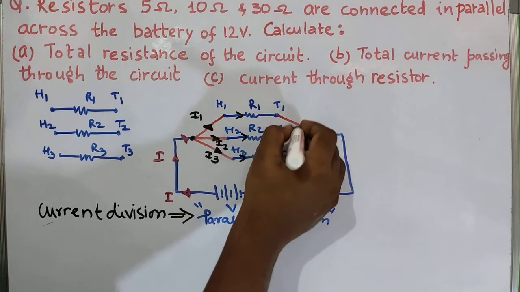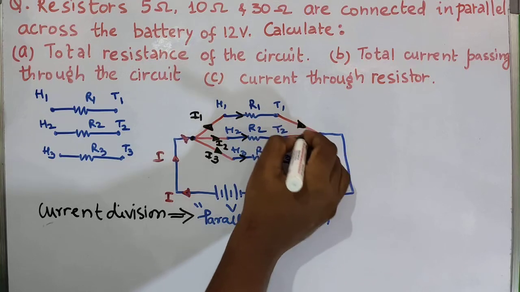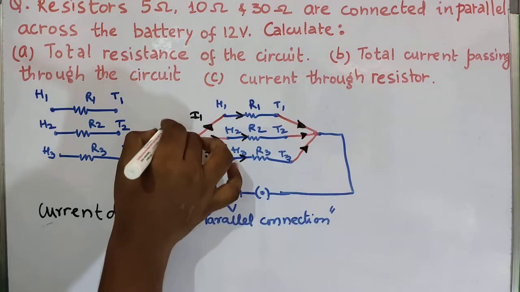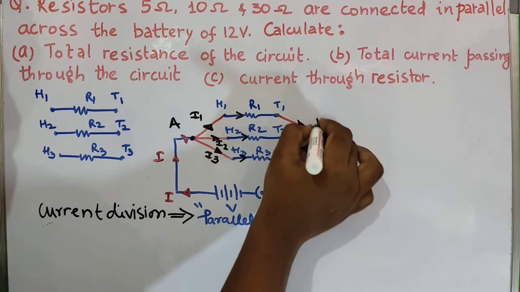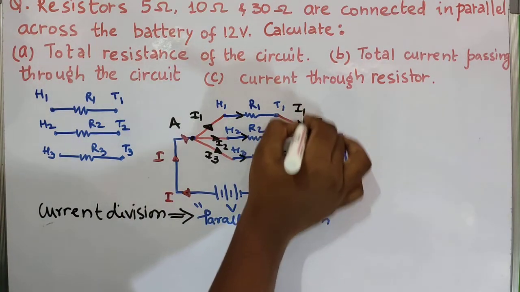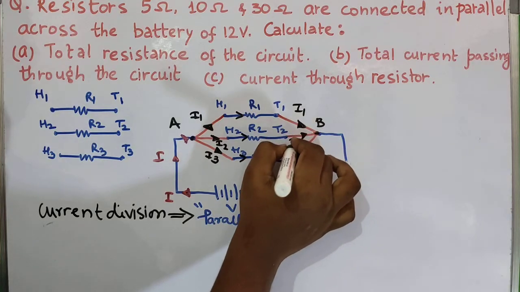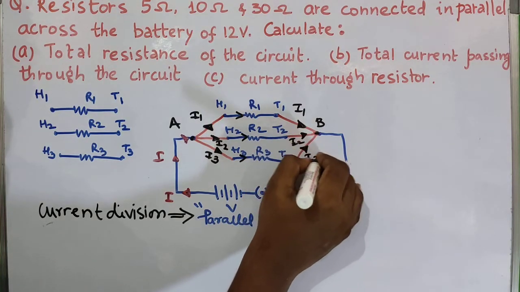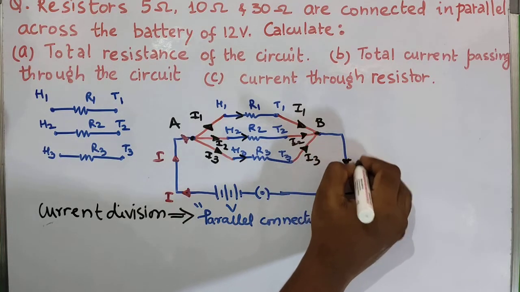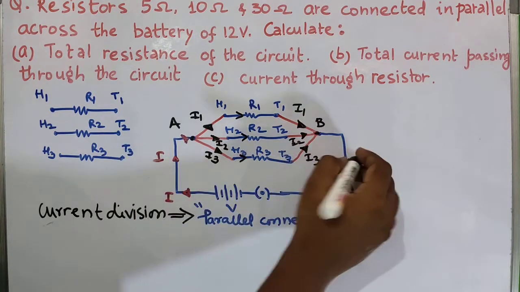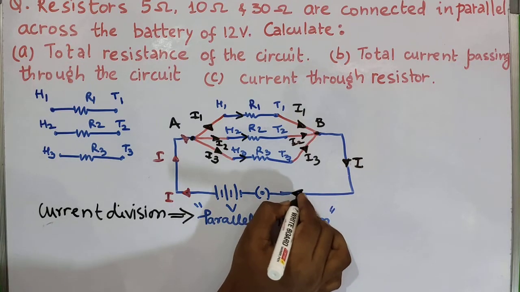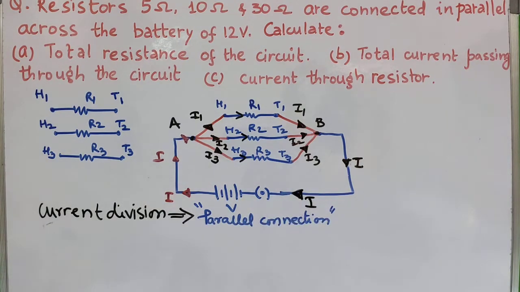Now the same currents will again recombine at this juncture. So let us call this juncture as A and this one as B. So this is I1, I2, I3. All the three will combine, and how much current is going to flow here? Again the same current I, hence the circuit is complete.